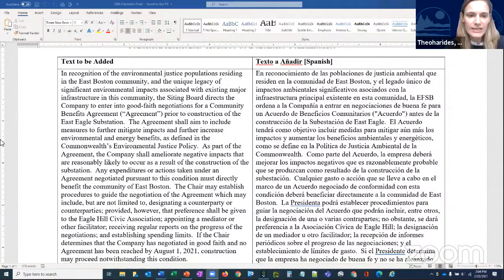to, designating a counterparty or counterparties, provided, however, that preference shall be given to the Eagle Hill Civic Association, appointing a mediator or other facilitator, receiving regular reports on the progress of the negotiations, and establishing spending limits. If the chair determines that the company has negotiated in good faith and no agreement has been reached by August 1st, 2021, construction may proceed notwithstanding this condition.